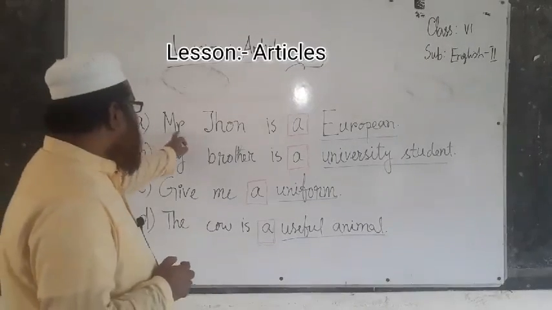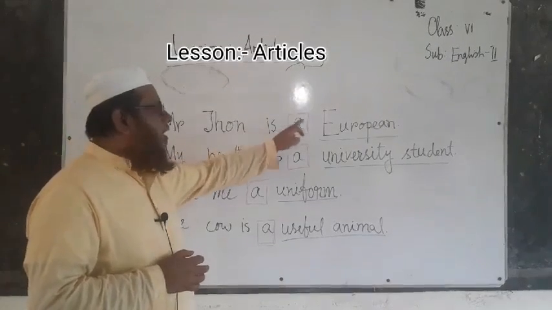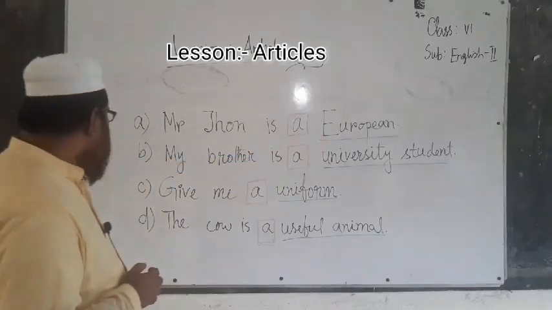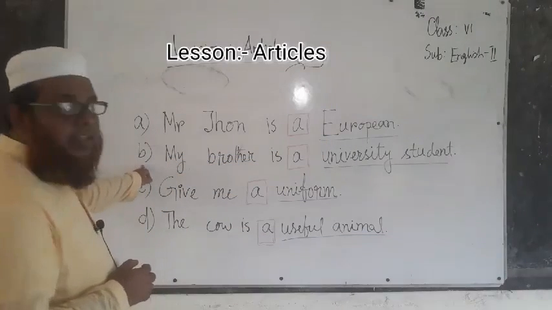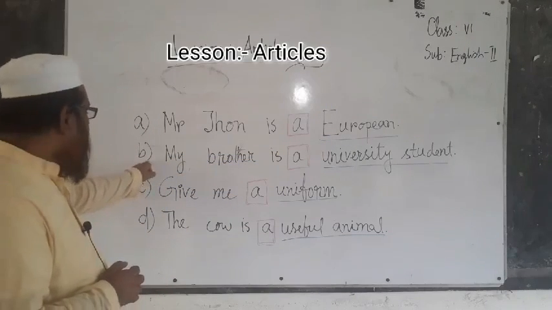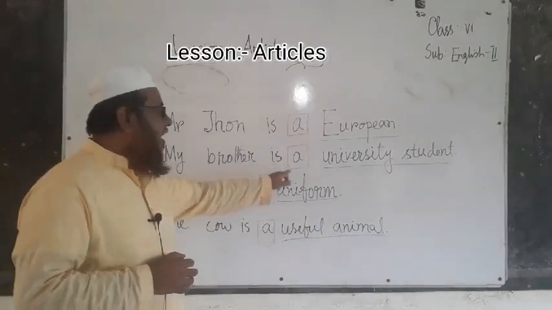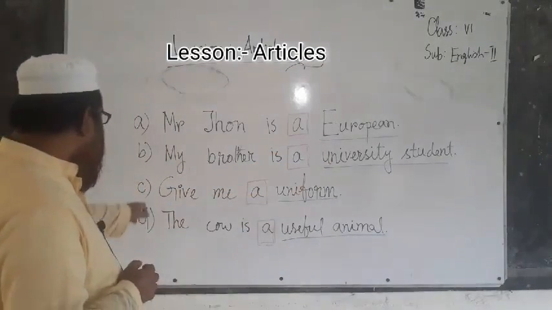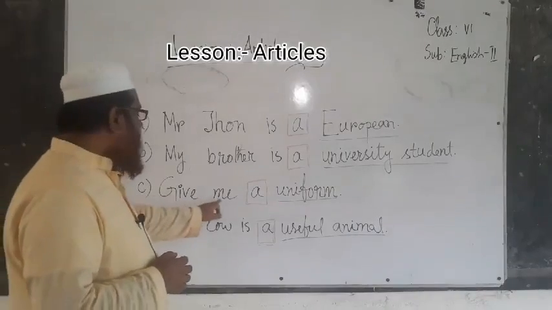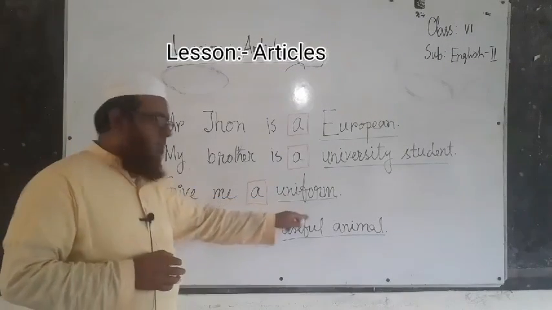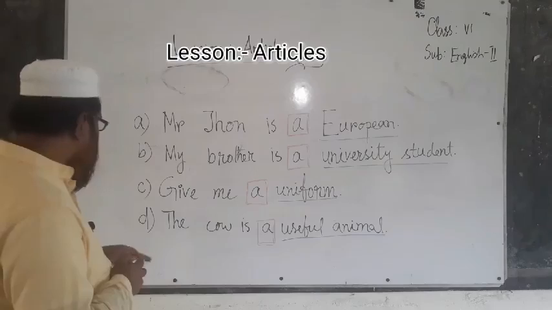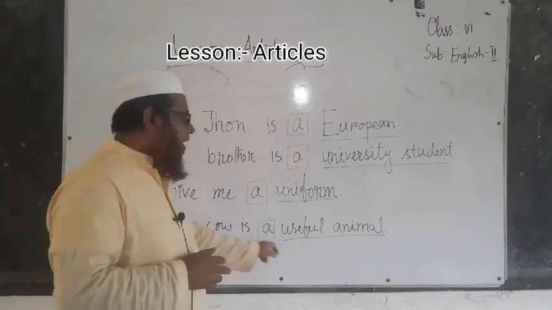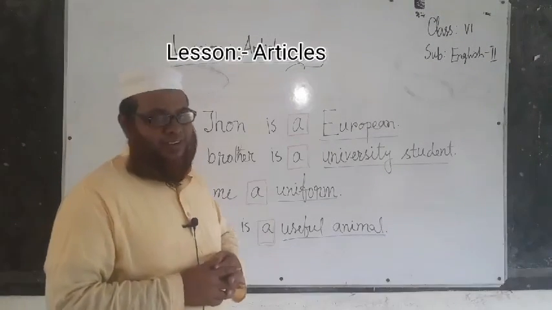First example, Mr. John is a European. Read out the second sentence. My brother is a university student. Next sentence, give me a uniform. And the last sentence, the cow is a useful animal.